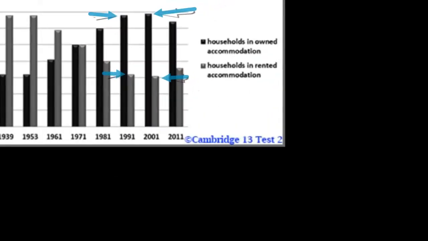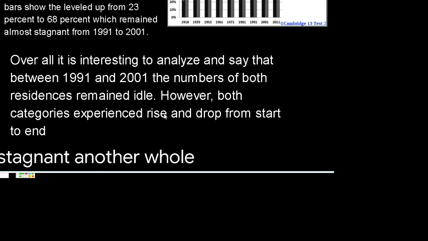Are you comparing them now? Both categories experienced rise and drop from start to end. That means nothing. I see. This could be a comparison here. 1991 and 2001. Well, they didn't remain idle. You meant to say they remained the same. Clearly, on the bars for 2001, in 2001, it's closer to 2001 than 1991 is to its 30% bar. So I put it at 31 and 32%. It's not remaining stagnant. Another whole paragraph based upon a flawed observation.